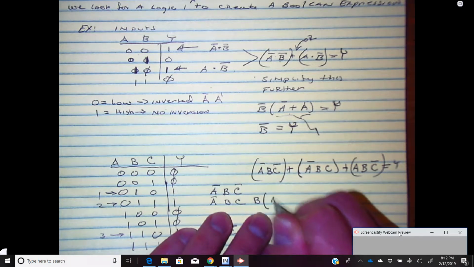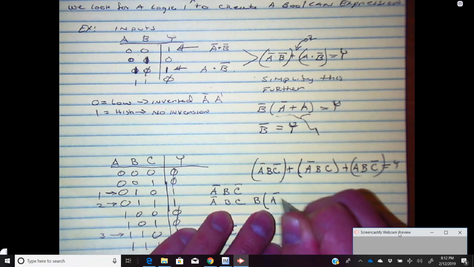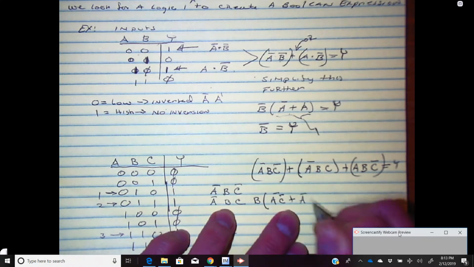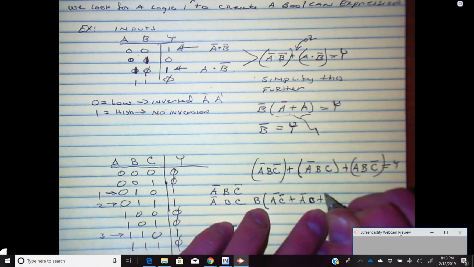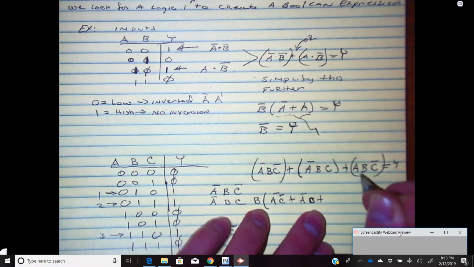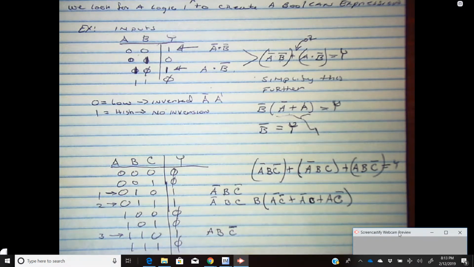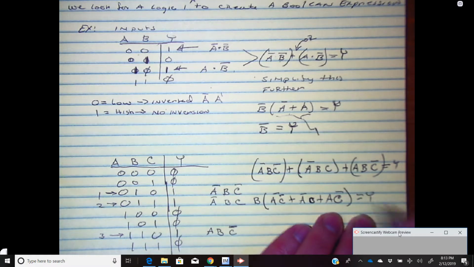So I'm left with A naught, C naught, ORed with A naught, C, and then OR it with A and C naught. I made a mistake earlier, so that should be A naught and C. Now I could look at this and ask, can I get this any further down? Probably, and I could start breaking it down, but at this point, if you did this part of it, that would be good.